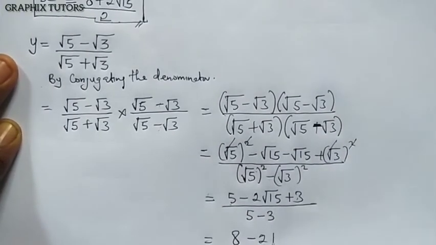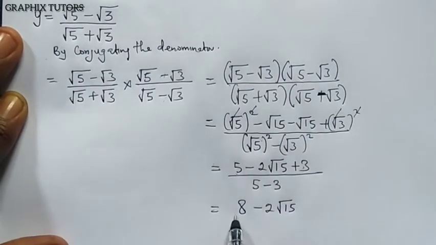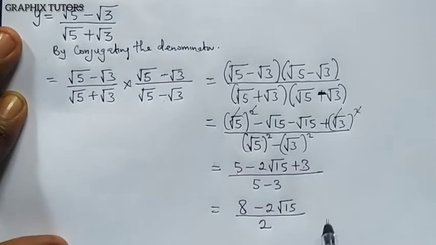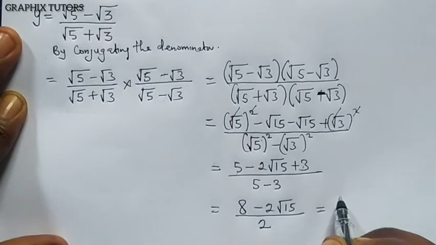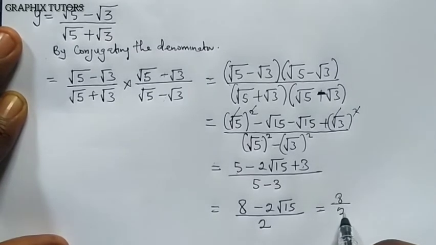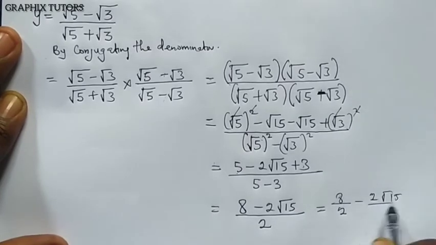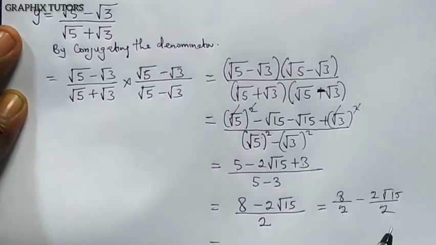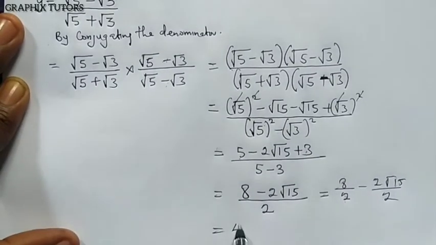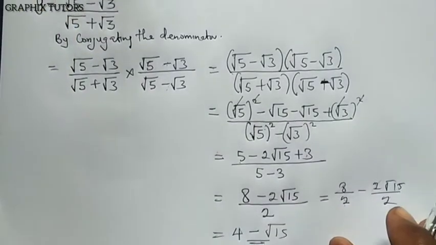Minus 2 root 15 all over 2. This can be taken further: 2 into 8 is 4. So we have 8 over 2 minus 2 root 15 over 2, and 2 divided by 2 is 4. We have 4 minus... we are left with root 15.